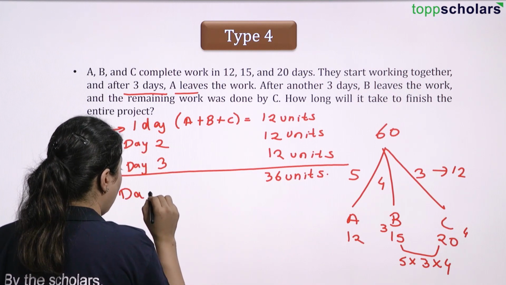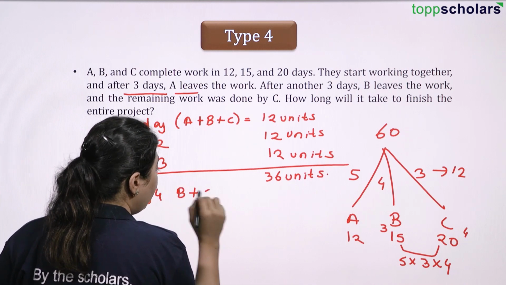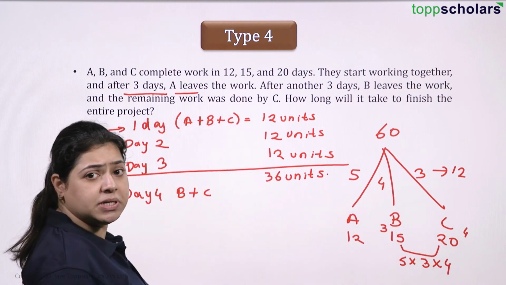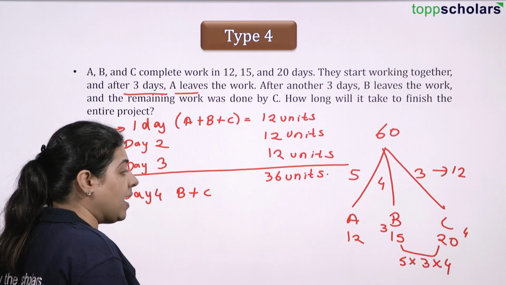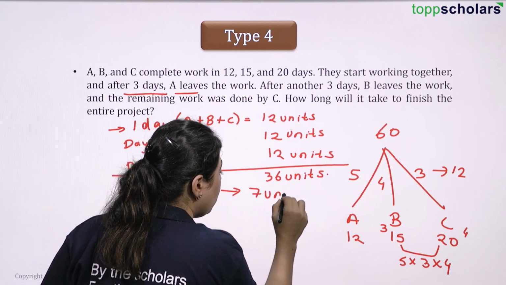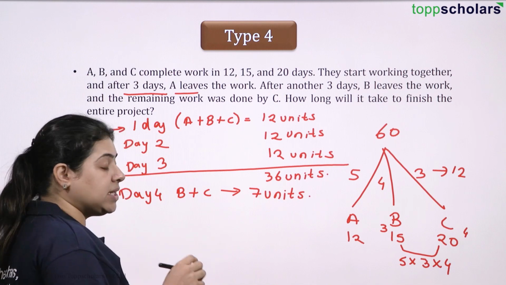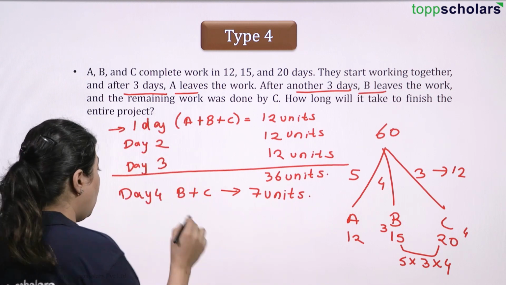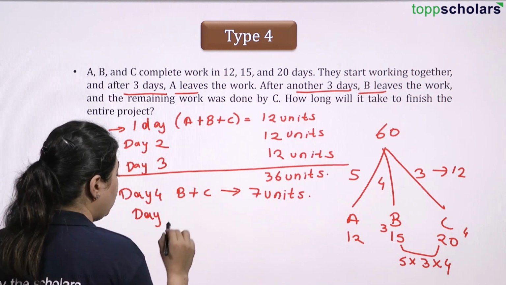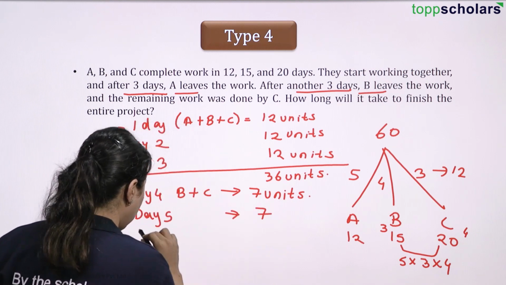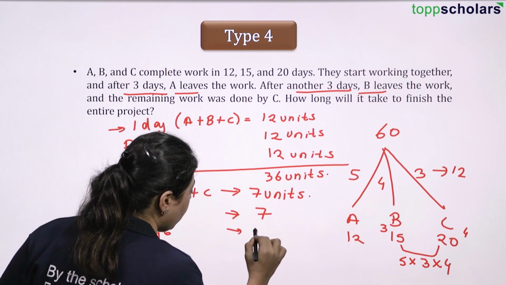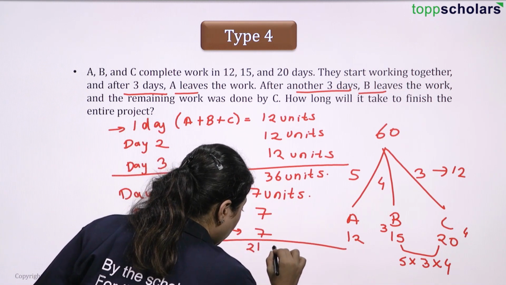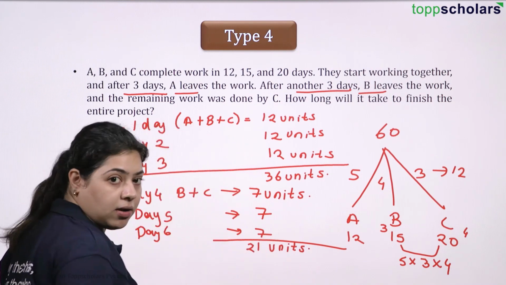So, day 4, B and C are coming and working. B's efficiency is 4 units per day. C's efficiency is 3 units per day. Together it is nothing but 4 plus 3. That is 7 units of work they can do in one day. So this 7 units is being done for 3 days. Why? Because after another 3 days B leaves the work. So day 4 they complete 7 units. Day 5 also they will complete 7 units and day 6 they complete 7 more units. So 7, 14 and 21. 21 units of work is already done by B and C.